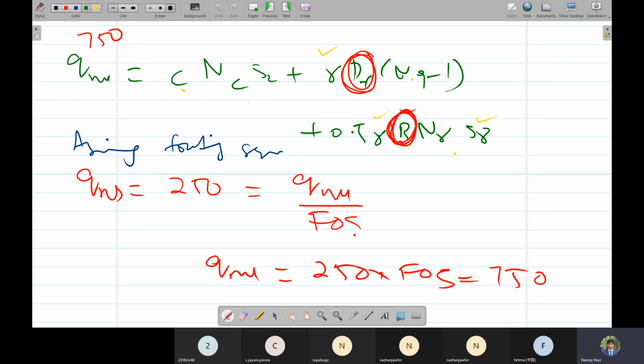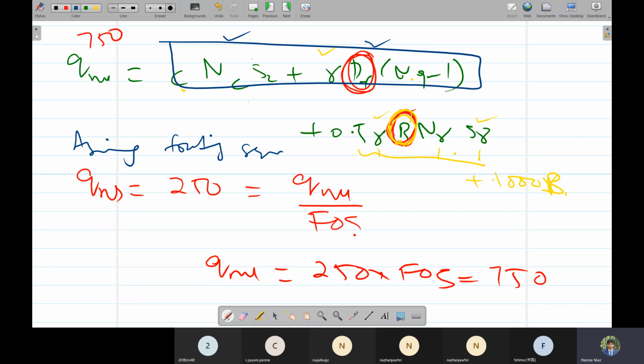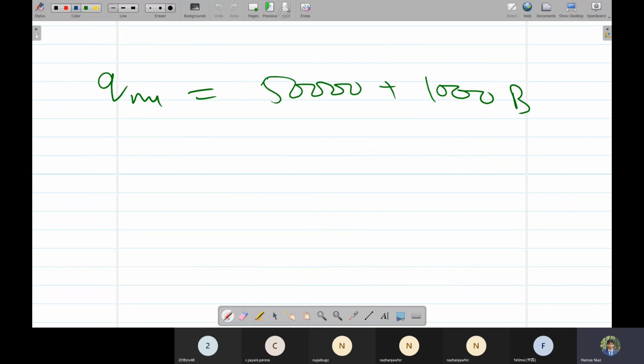Because this B value is an unknown. This is a variable. We know this gamma value, this N gamma value, this S gamma value, so simply multiply them, but B we do not know. So it would be plus something, 1000 gamma, 1000 B, sorry. And these two expression values we know, simply calculate them. So just this would be Q net ultimate.